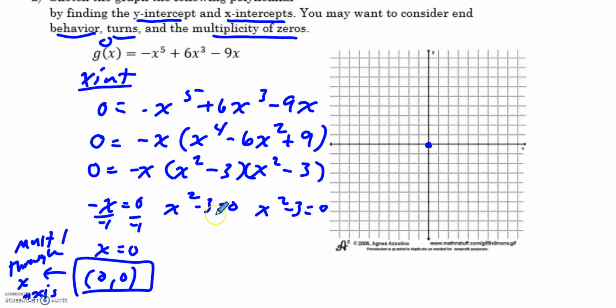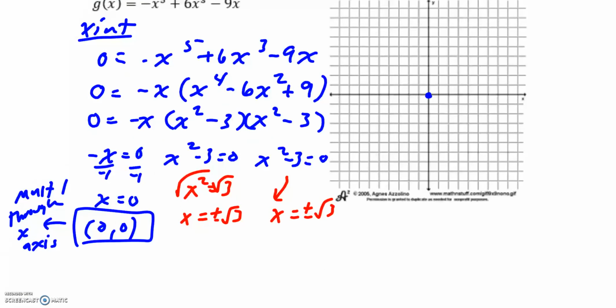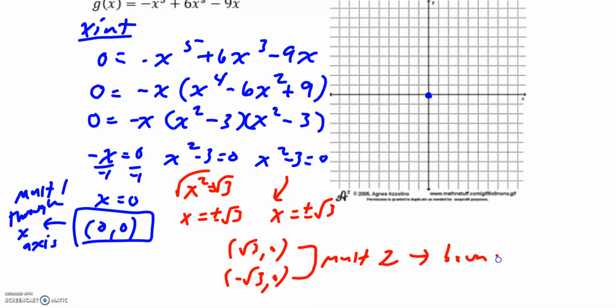However, these two parentheses are the exact same. So when I solve this one, I get x squared equals 3, so x equals plus or minus root 3. And if I solved this one, I'd get x equals plus or minus root 3 again. So because the roots (root 3, 0) and (negative root 3, 0) repeat 2 times, both of these have a multiplicity of 2, which means on the x-axis there's a bounce that happens and it does not go through. So root 3 is about 1.73.